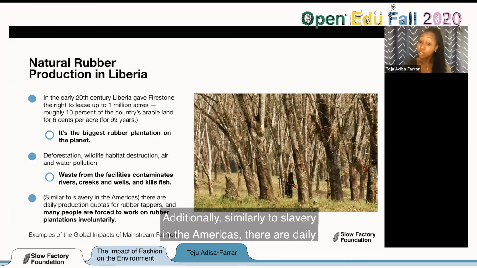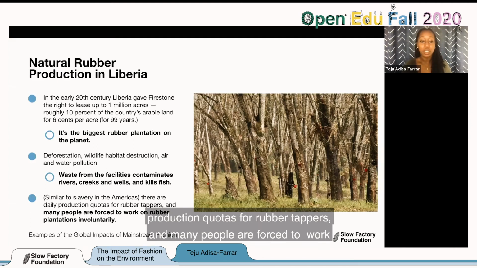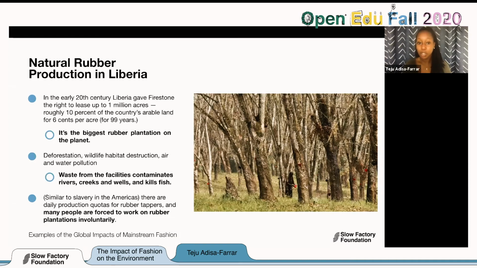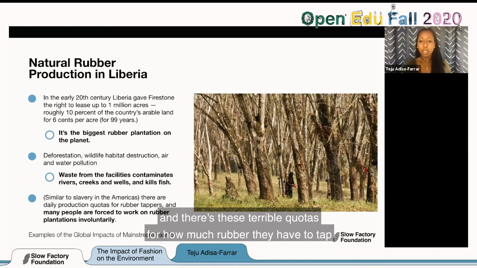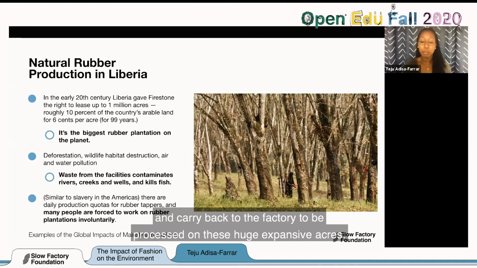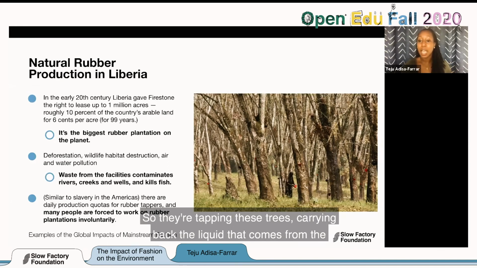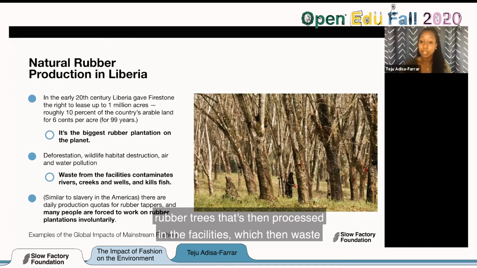Additionally, similarly to slavery in the Americas, there are daily production quotas for rubber tappers, and many people are forced to work on rubber plantations involuntarily. Because natural rubber production is such a huge part of Liberia's economy, many people from surrounding villages are forced to work on these plantations. And there are these terrible quotas for how much rubber they have to tap and carry back to the factory to be processed on these huge, expansive acres. So they're tapping these trees, carrying back the liquid that comes from the rubber trees that's then processed in the facilities, which then puts the wastewater into the very same creeks and rivers and wells that they need to live.